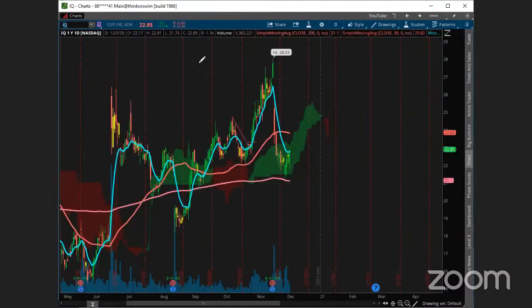And then IQ, we talked about that. So that's starting to perk up a little bit too. Inside day up. Again, it's over the 80 EMA. So let's see if that can continue to push there too. Low volume there today too.